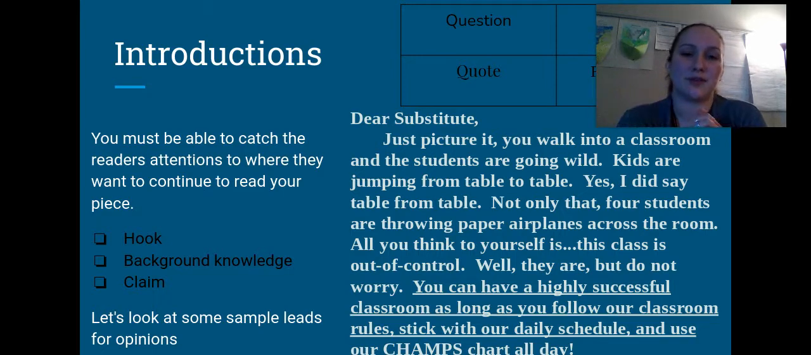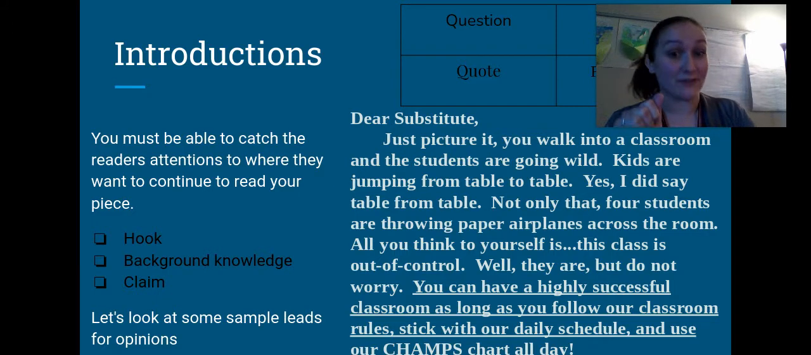It says, "Dear substitute." What are the next three words? Read those next three words with me, everybody. Just picture it. You walk into a classroom where students are going wild. Kids are jumping from table to table. Yes, I did say from table to table. Ooh, did you hear the voice in that? Not only that, comma, four students are throwing paper airplanes across the room. All you can think to yourself is, this class is out of control. Well, they are. But do not worry.